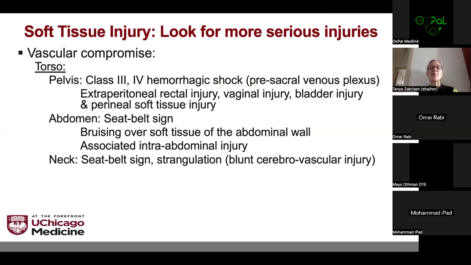You can also have seatbelt signs across your neck, for example, if you have a thoracic belt and an abdominal belt. So you have to be careful if you see that bruising along the neck, or in cases of strangulation, you can have injury to your common and your internal carotid arteries, and it can cause intimal flaps. So think of blunt cerebrovascular injury, as it's called. When someone comes in, you see a bruise on the contralateral side, they're unable to move their extremities.